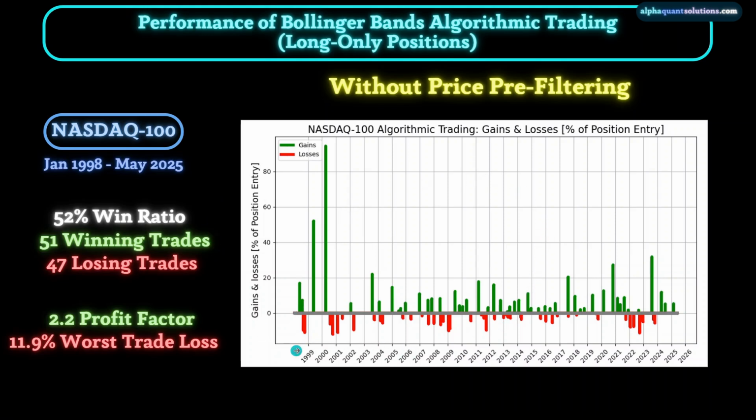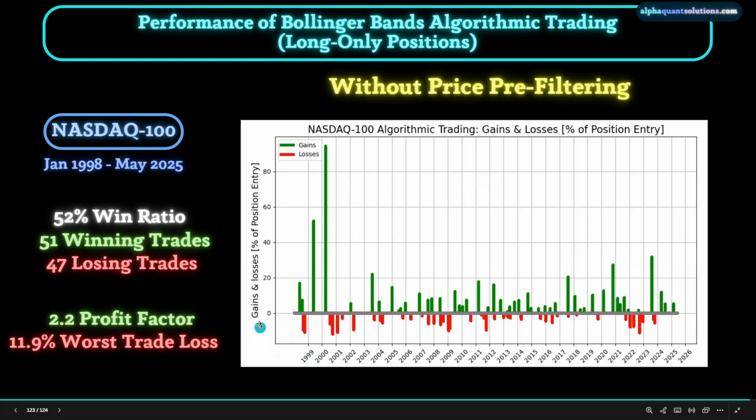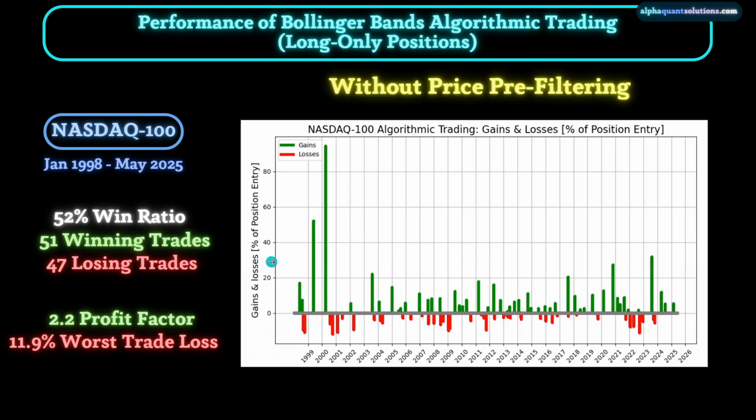And on the right, we see the graph that shows the trade results. The x-axis is time, and the y-axis shows the gain or loss in percentage of position entry. The green bars are gains and the red are losses. So you see right away way more trades and also a lot more smaller gains than what we had before. So this is also an interesting result to evaluate and consider.